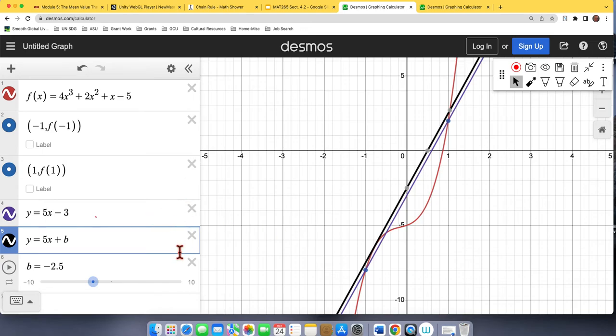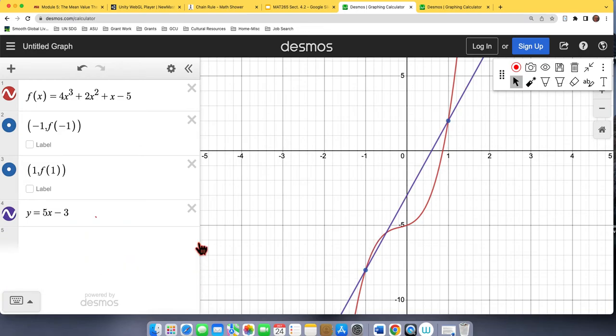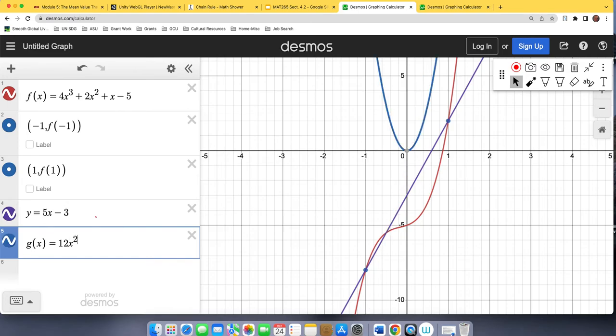So what I'm going to do is, let me go ahead and take this one out. We'll leave this line in. What we're going to do is graph the derivative. Call it g of x. And since we found it, it's going to be 12x squared plus 4x plus 1.